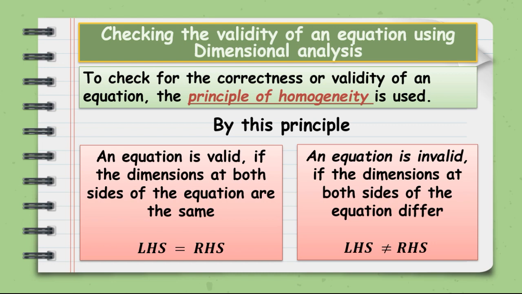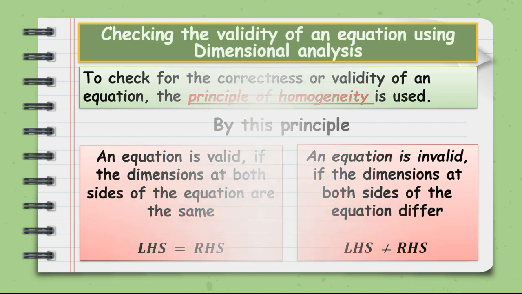Otherwise, you can say an equation is dimensionally invalid if the dimensions that are situated at both sides of the equation differ. They are not the same. That is, if the left-hand side of the equation has a dimension which is totally different from that of the right-hand side, that equation is invalid and otherwise incorrect. So that is the principle that will guide us as far as today's lesson is concerned.